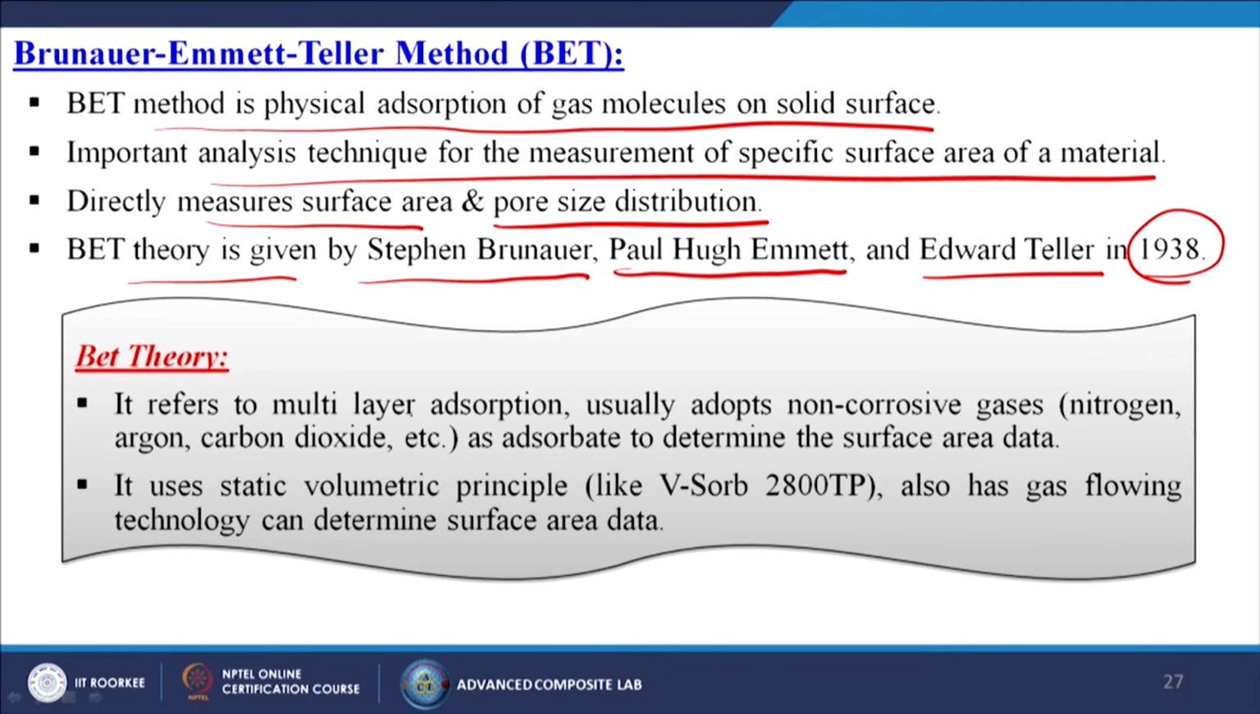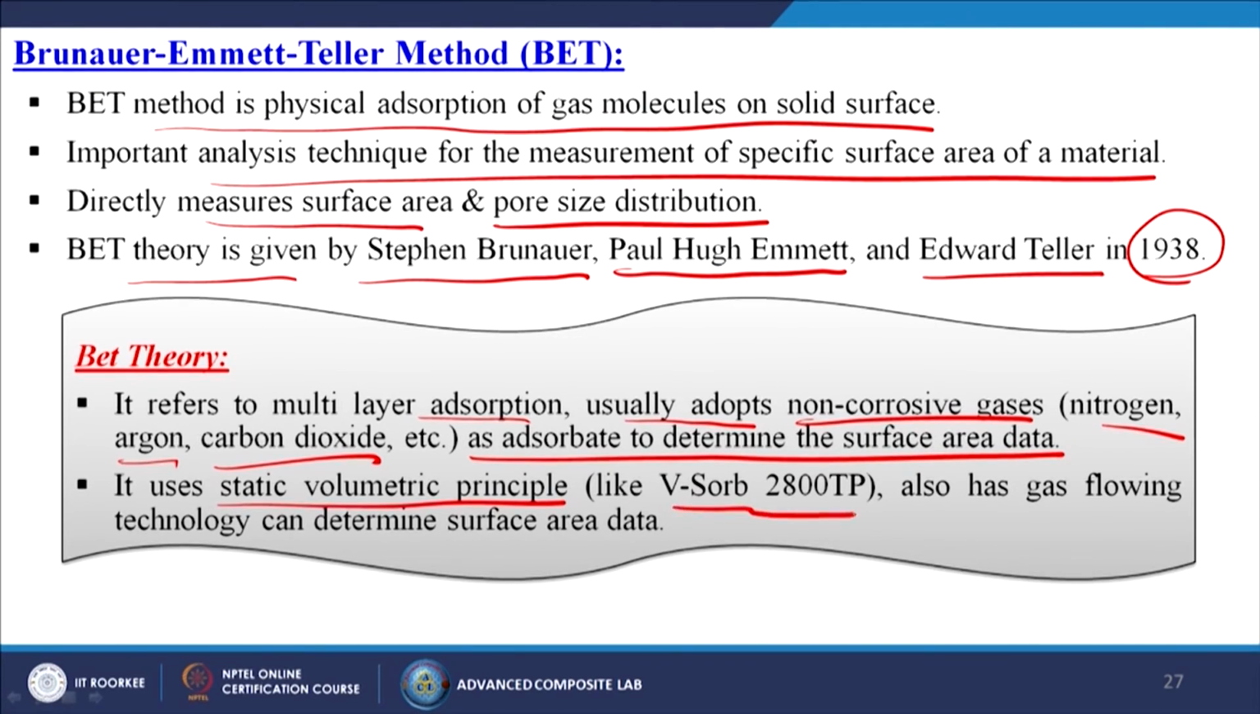It refers to multilayer adsorption, and usually adopts non-corrosive gases like nitrogen, argon, carbon dioxide as adsorbate to determine the surface area data. It uses static volumetric principles, and there is also gas flowing technology that can determine surface area data. What is the principle? BET is an extension of the Langmuir model.